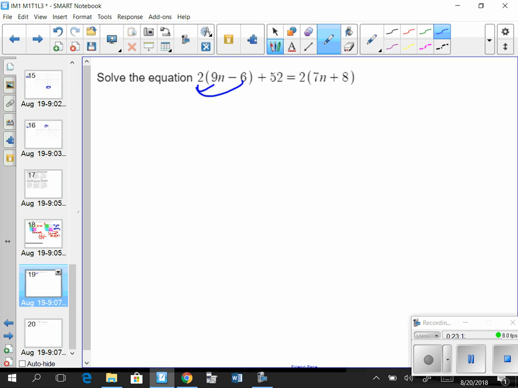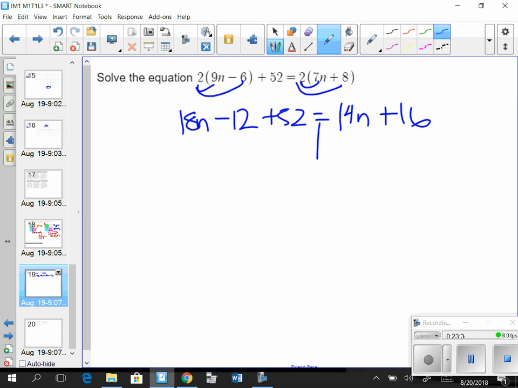Start by distributing. 2 times 9n is 18n. 2 times -6 is -12. Plus 52 equals, time to distribute again. 2 times 7n, 14n. Plus 2 times 8, plus 16. Lots of stuff to do on this problem still.